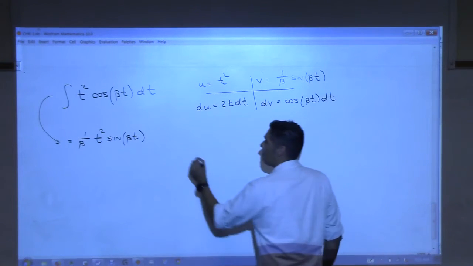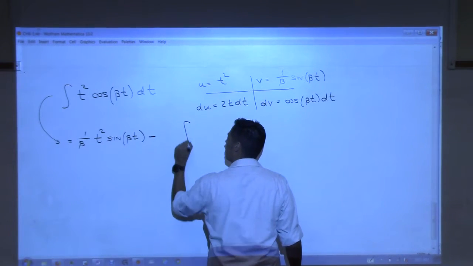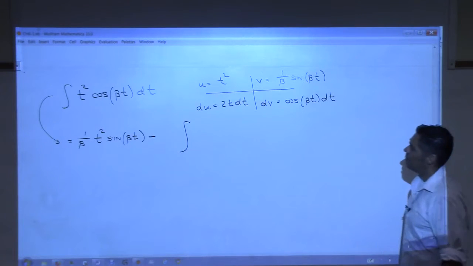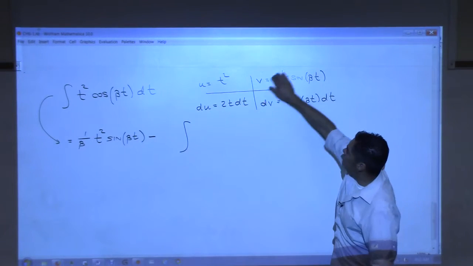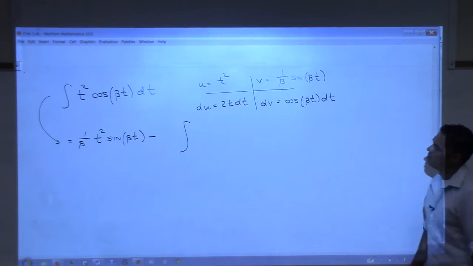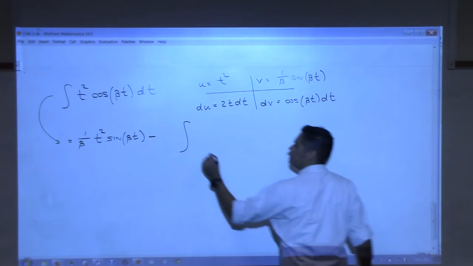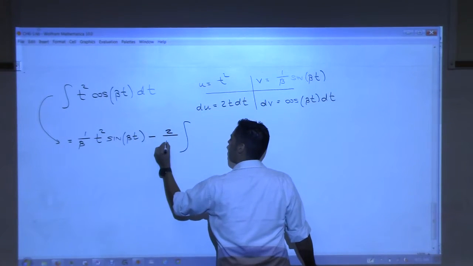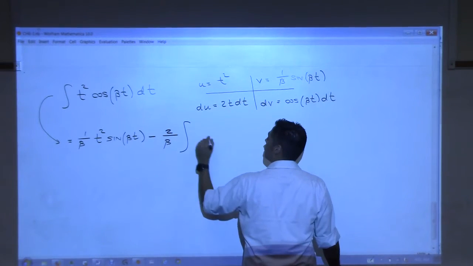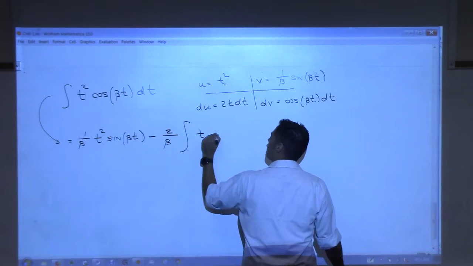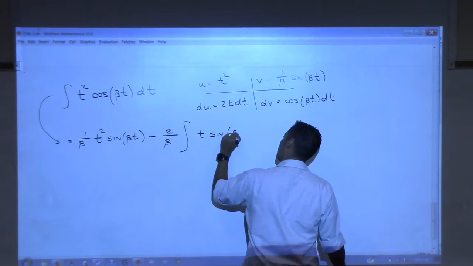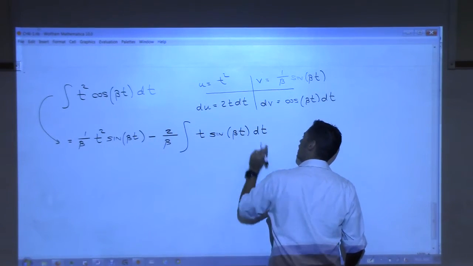Minus, I'm going to leave a space, integral. I'm going to pull any constants out of this diagonal right here. So what are my constants? A 2 and a 1 over beta. So 2 over beta. And then everything else that was there. So I had a t, I had a sine beta t, and don't forget the dt also needs to be there.